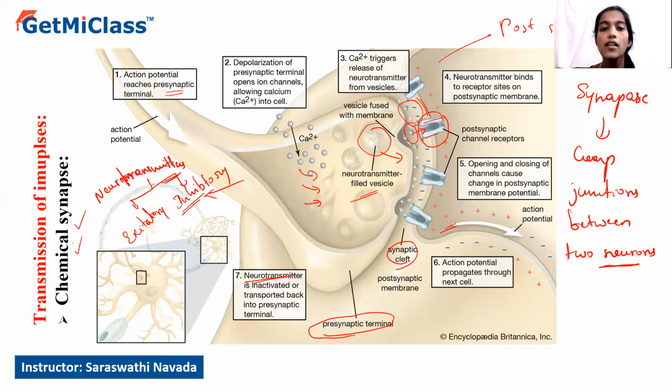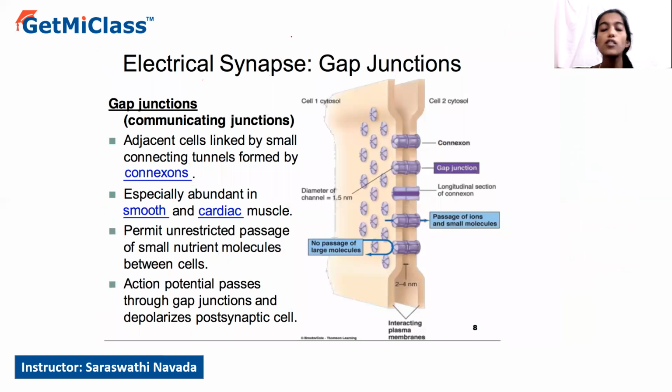And next is transmission of impulse through the electrical synapse. This is also called direct transmission. Here there is no mediation of chemicals such as neurotransmitters, so the impulse is transmitted directly from one neuron to another. In the case of an electrical synapse, there will be no prominent synaptic cleft between the two neurons. Instead, there will be a gap junction, also called communicating junctions.